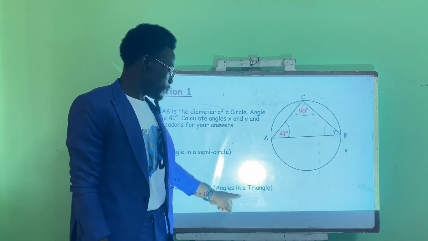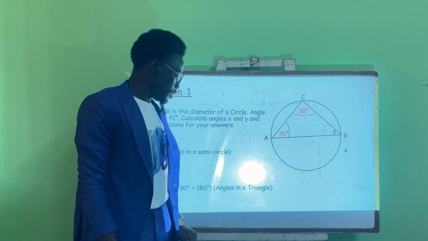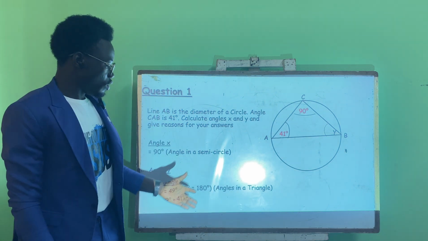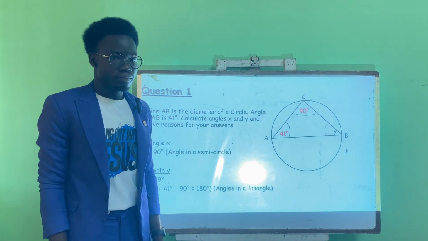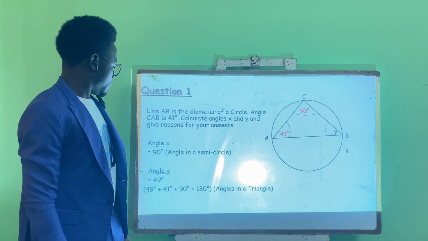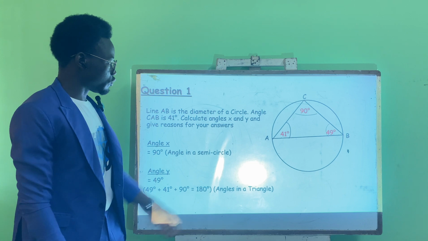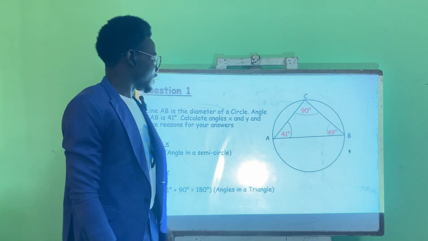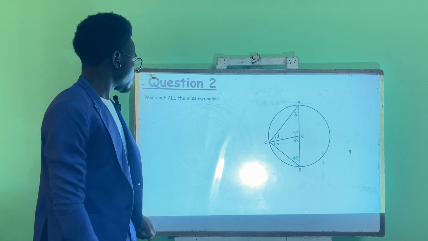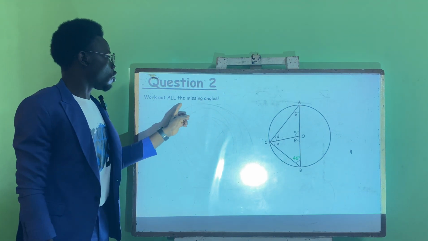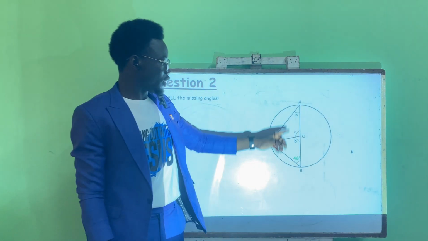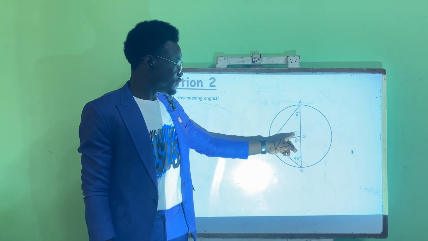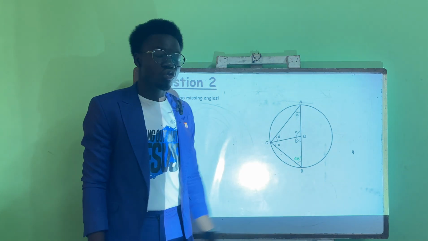The theorem we are using is taken from angles in a triangle. So that angle there is 49 degrees. Now let's take our next example. Example 2: work out all the missing angles. So we are working out A, B, C, D, E. They are giving us only one angle.